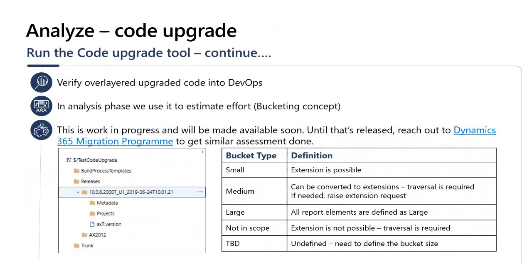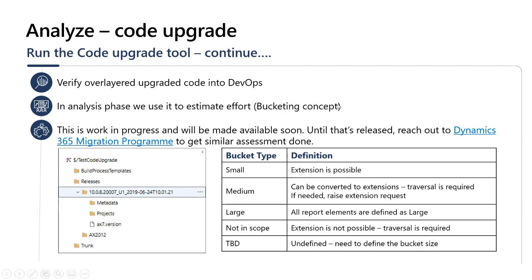So if you run this without estimation only, and you want to make sure that it did complete, make sure that you verify and you can see the overlaid upgraded code already available in DevOps. For example, here is a screenshot from my DevOps project. When the tool runs successfully, you should find two folders under the releases folder, one for the AX2012 source code and one for the finance and operations apps upgraded code. Under that, you will find metadata, and then you will find all your packages split by the standard packaging.